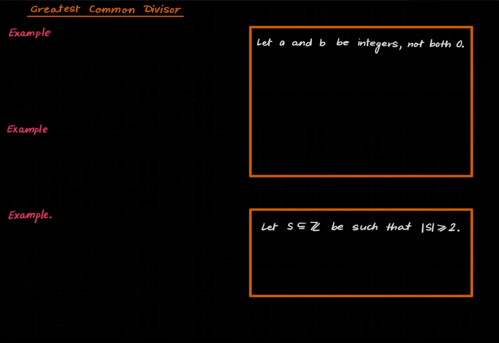So what is the definition of the greatest common divisor? It is in the name. So suppose we have two integers, not both of them are 0. If both of them are 0, then no interesting discussion can be done. So assume two integers are given, not both of which are 0.